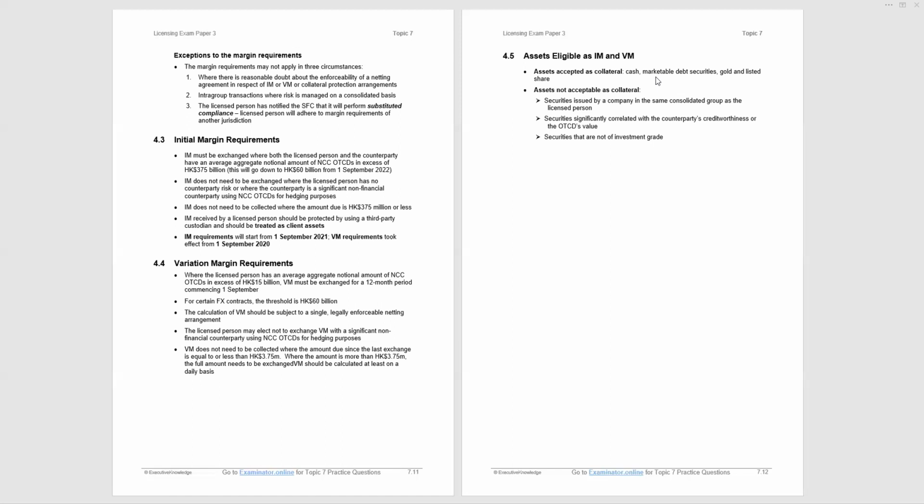Okay, a lot of detail. Variation margin does not need to be collected where the amount due since the last exchange is equal to or less than 3.75 million Hong Kong dollars. That's 10% of the minimum amount. Where the amount is more than 3.75, the full amount needs to be exchanged. Variation margin should be calculated at least on a daily basis.